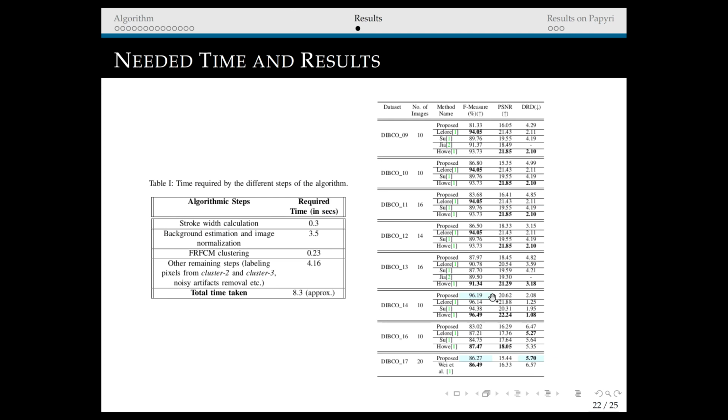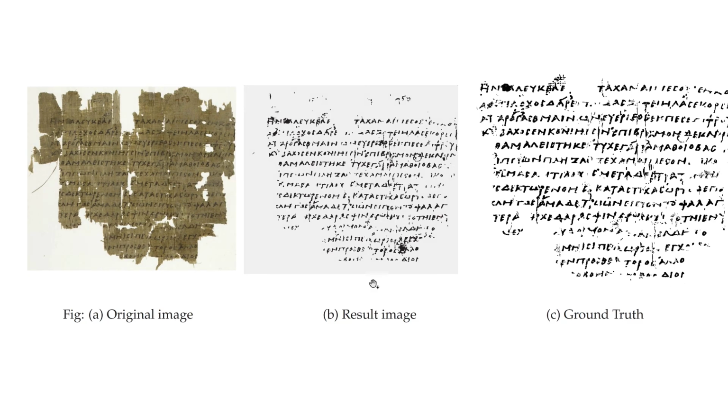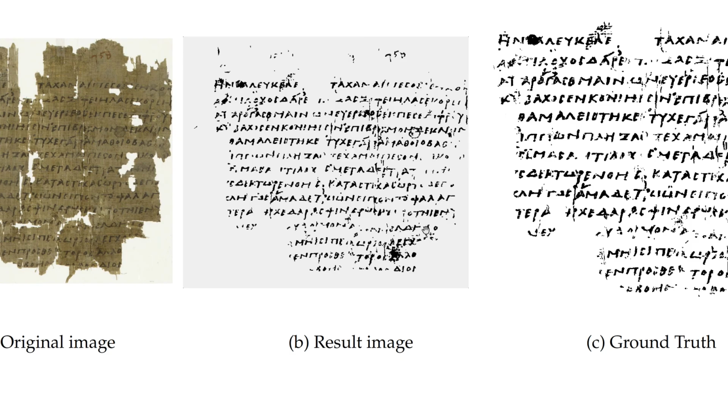There are some results on some datasets from historical datasets, the DIBCO dataset we have used, and there is a comparison table. I will not go into the details of this. I will quickly show you some results on the Papyrus dataset. You can see, for example, this was the original image, and if we compare the ground truth and the result image, we are not very far.